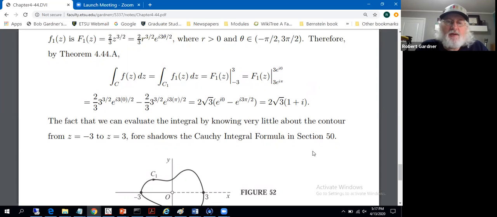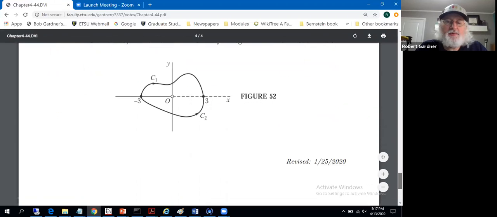We'll see, not too far down the road, something called Cauchy's integral formula. We'll see when it is that you have this kind of independence of path and when you don't. And we'll spell that out in detail in section 50.